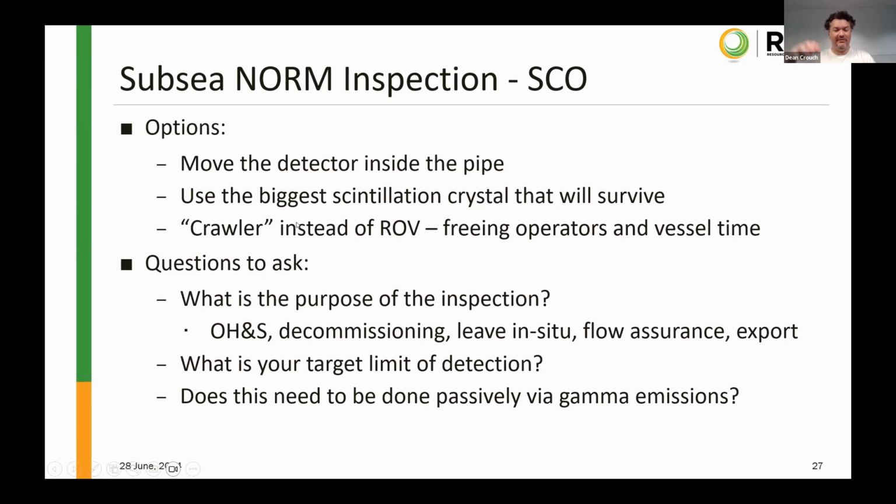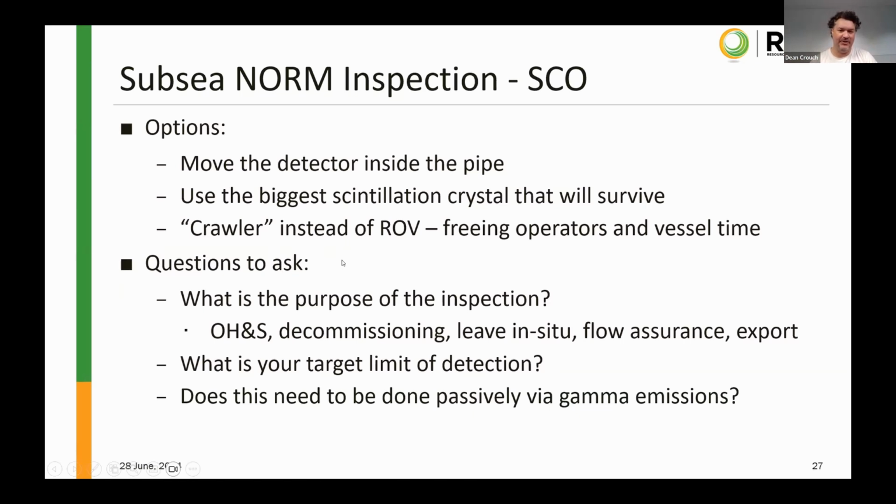Crawlers, so instead of a flying ROV, put something really heavy on tracks and just drive it around the seabed, looking at stuff. It still has a manipulator, but if you take your hand off the controls, it just stays where it is. I think that's a really good opportunity to explore for somebody.